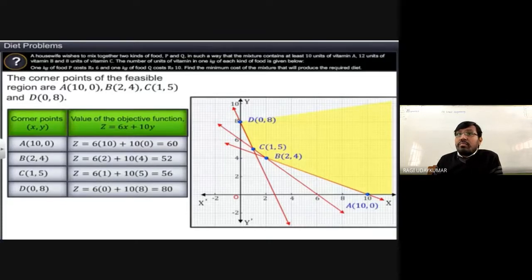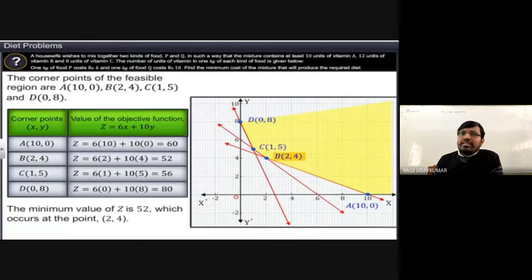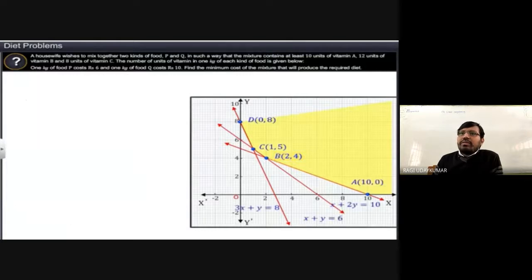We need to find out the minimum cost of the mixture. The cost should be low, the food should be good, all conditions should be satisfied. So the minimum value of the objective function is at the corner points only, it will satisfy. This is an unbounded problem. Okay, it is satisfied at (2, 4). So the feasible region is unbounded.